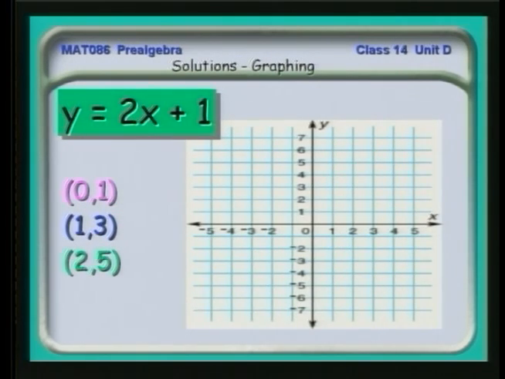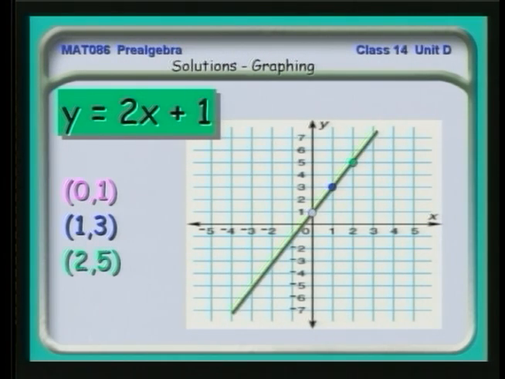Then if I have these ordered pairs, let me plot them. Let's see what's going to happen here. If I plot these three ordered pairs, 0, 1, I don't go at all left or right, I go up 1. 1, 3: I go to the right 1 and up 3, and then 2, 5: I go to the right 2 and up 5. Notice that all three of those ordered pairs are solutions to the equation 2x plus 1 is equal to y.